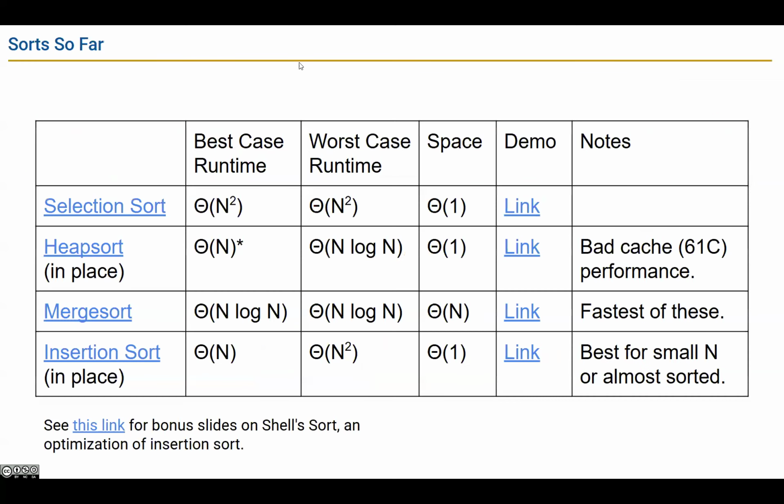All right. So here are our sorts so far. We now have this in place insertion sort. It does take theta n in the best case. It is n squared in the worst case, so we generally don't want to use it for big arrays. But as it turns out, for small arrays or almost sorted arrays, it tends to be much better than merge sort. So we'll be using that for small arrays and switching to merge sort for big arrays.